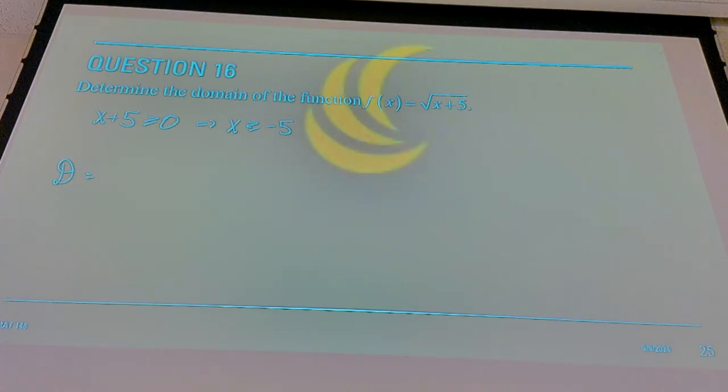For interval notation, how would you write that? Bracket, -5, comma, infinity, parenthesis. And then that would be the set notation: the set of all real numbers x such that x is greater than or equal to -5.